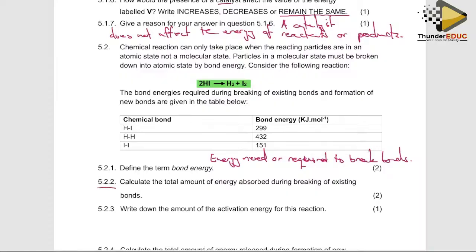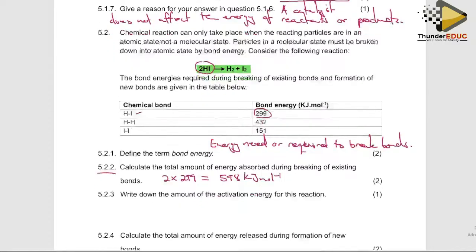Remember the ratio there is 2HI, right? This is the value for HI, and we have this 299. So we're going to multiply that 299: 2 multiplied by 299. Therefore, I'm going to get a value of 598 kilojoules per mole. This is the energy that is needed to overcome this bond to form your H2 and your I2.